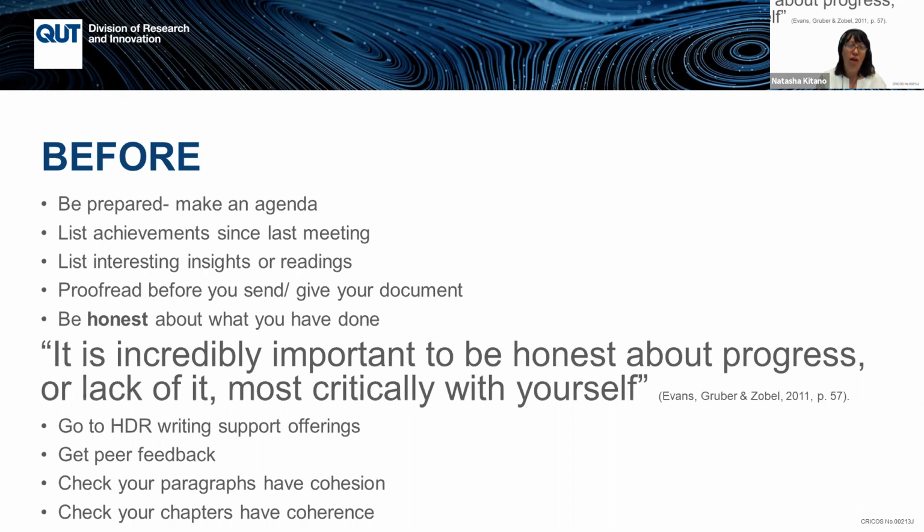Something else you can do before your meeting, or before you hand in any document, is to check your paragraphs have cohesion, and check that your chapters have coherence. The difference between cohesion and coherence: cohesion is that sentence to sentence connection, and coherence is where you've got the thread of your research throughout your chapters.